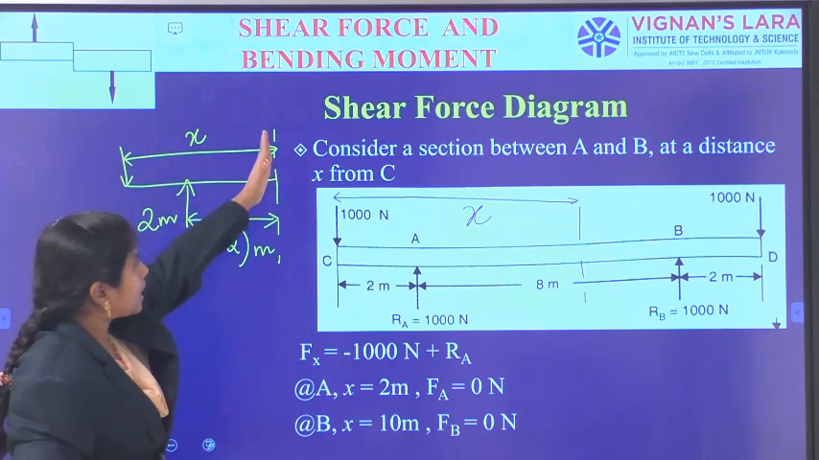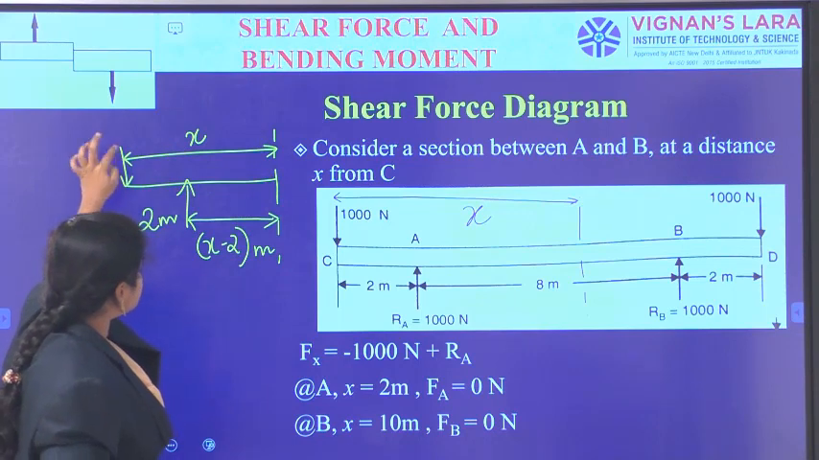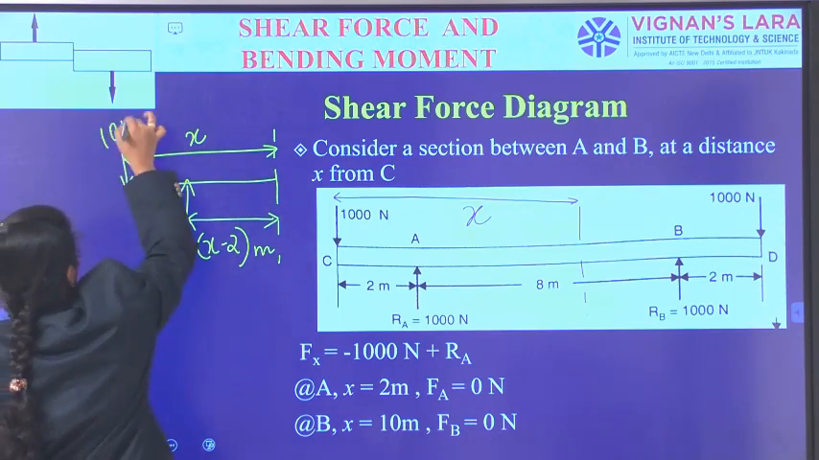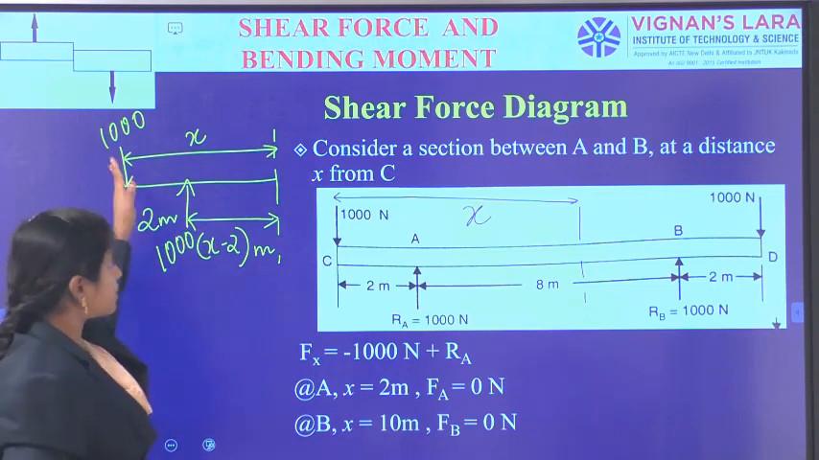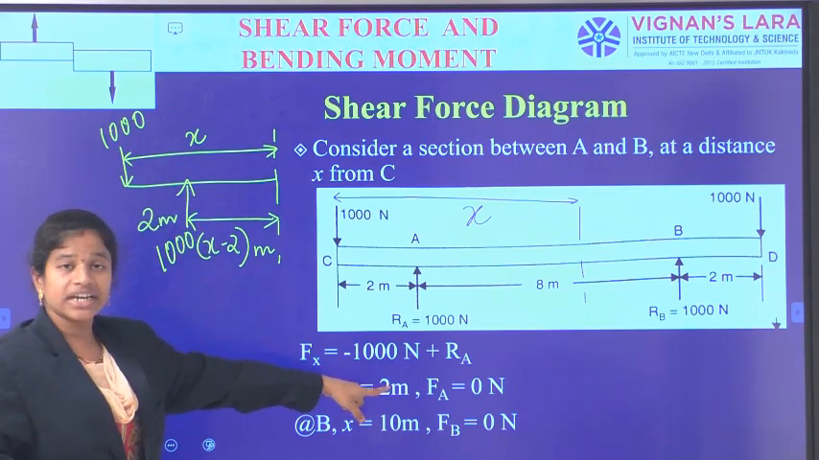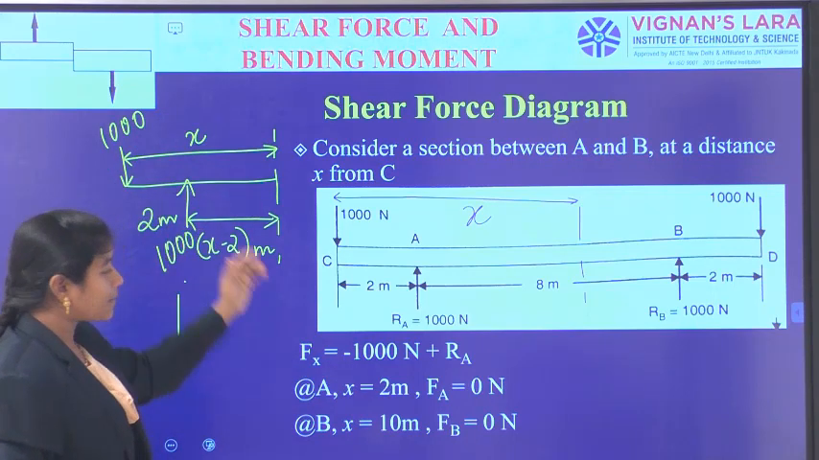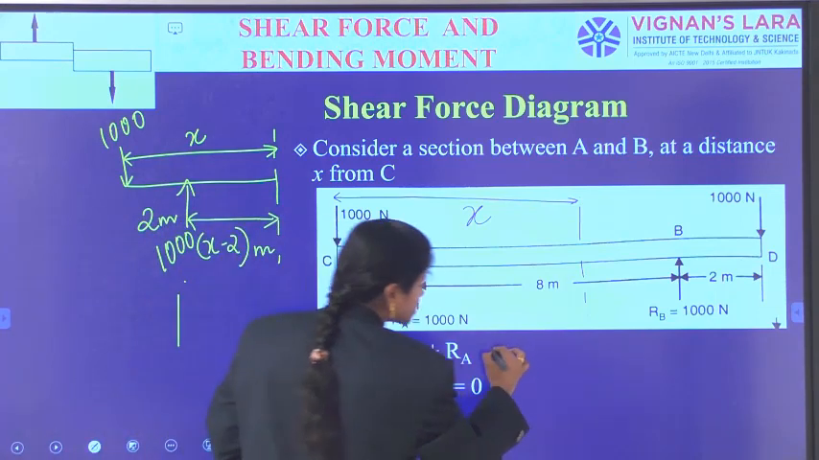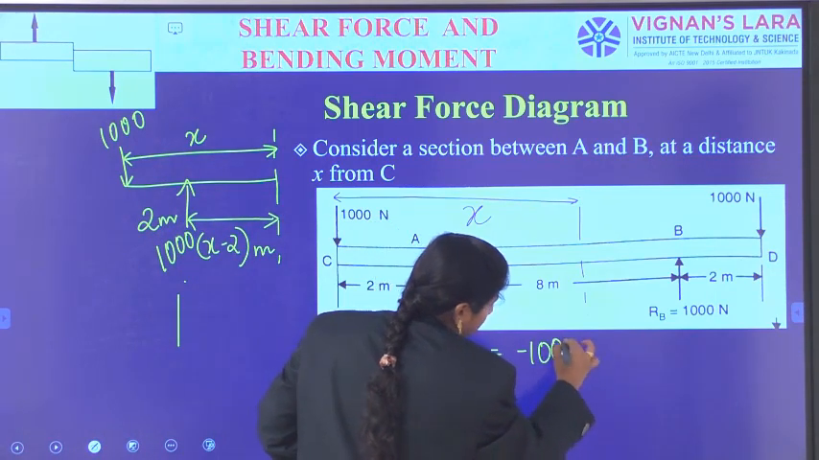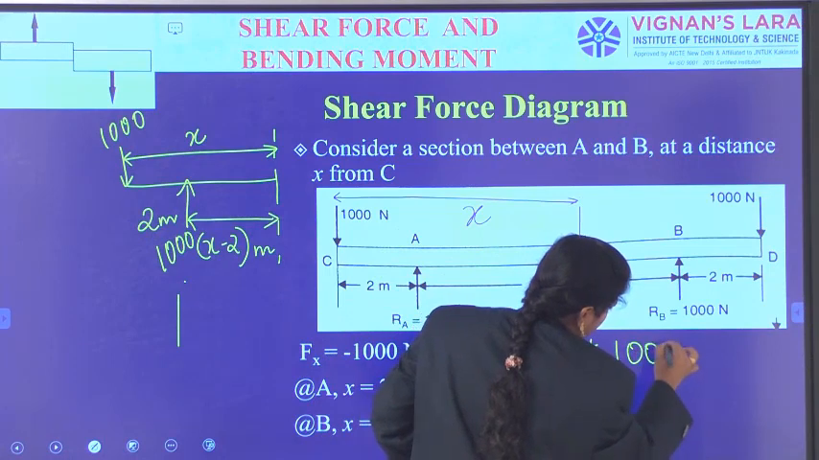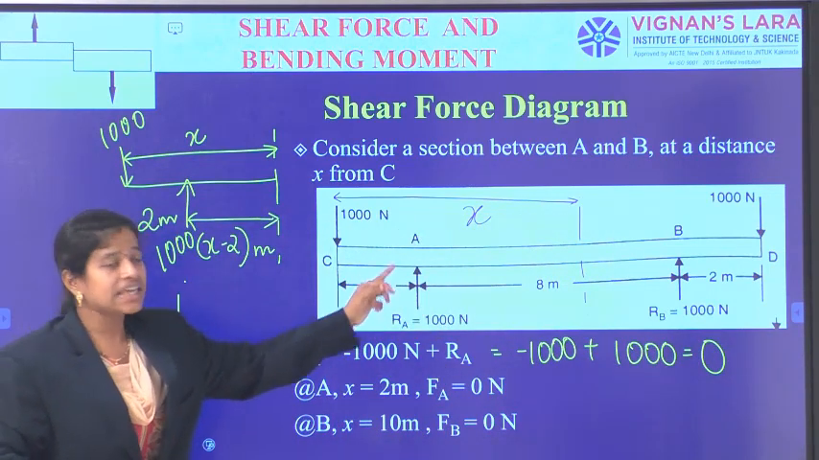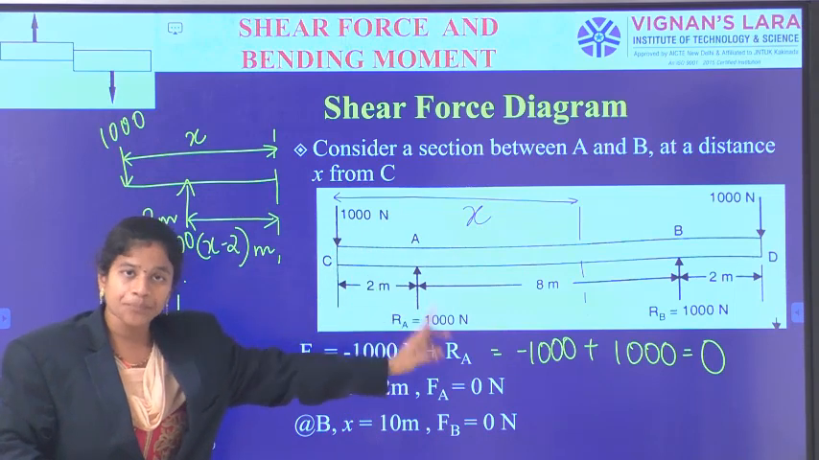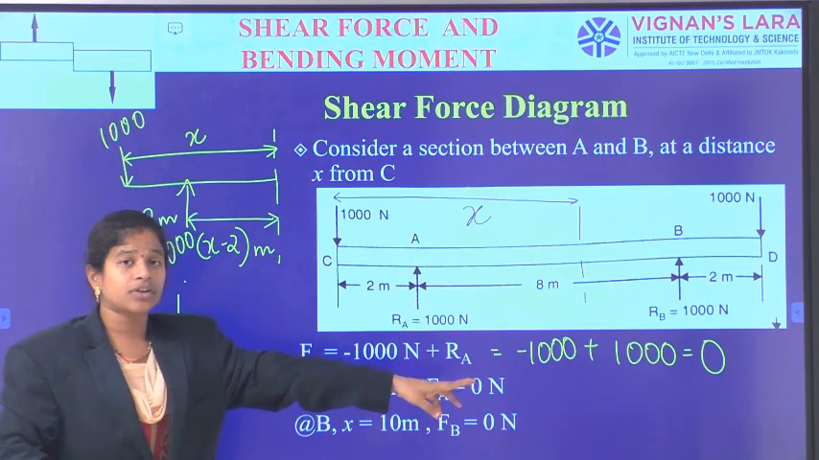Okay. Now, about this section line, on the left side downward 1000 is there, and upward 1000 is there. So left side downward minus 1000 and left side upward plus Ra is there. Which is equal to minus 1000 plus 1000, which is equal to 0 newtons. So in between A and B, at any point the shear force is equal to 0.